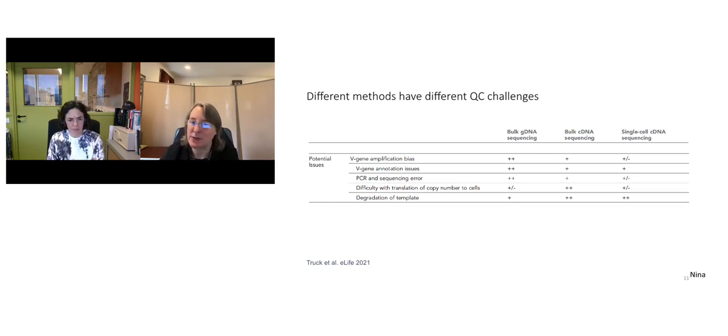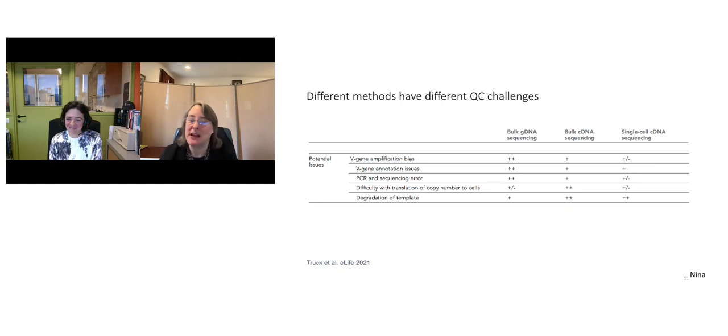You have issues of potentially amplification bias because you're using cocktails of primers that are recognizing different V gene segments, for example, and they may amplify with different efficiencies. You have issues with annotation of V genes compared to the germline alleles. And if you're interested in that, come join the AIR community germline annotation working group, which has a different name from what I just said, but you'll find it on the website.